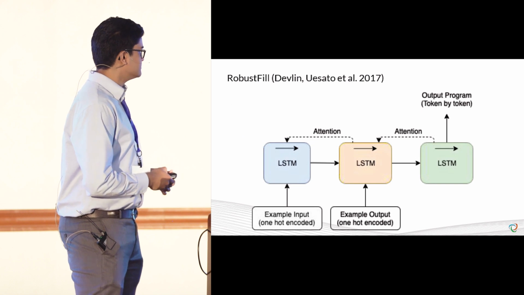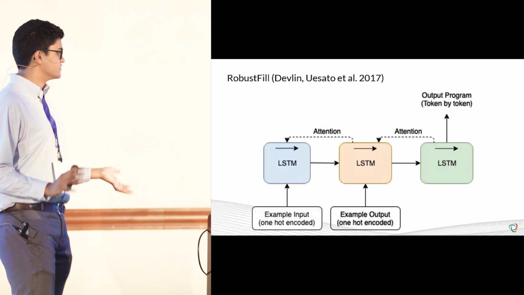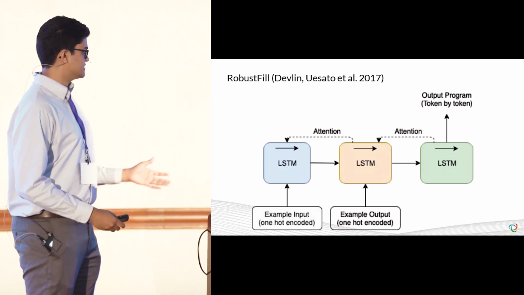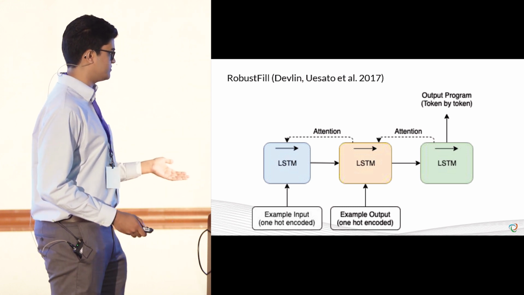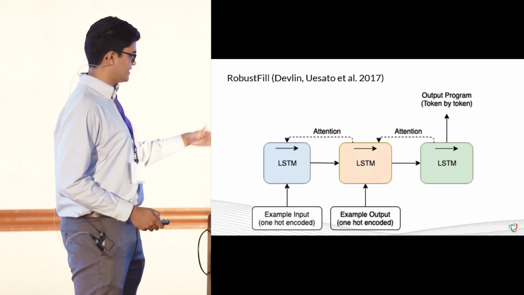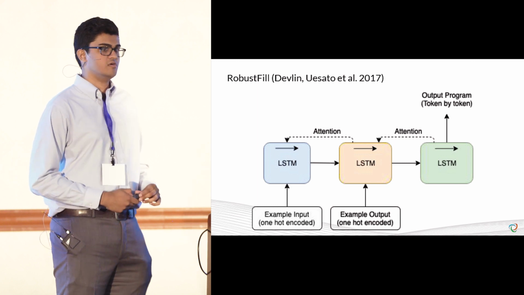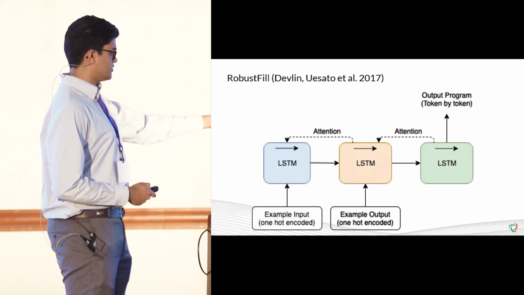So RobustFill was one of the first attempts to do neural programming by example in this way. The way it works is that you take your input examples and your output examples, encode them in some character-based way, feed them through LSTMs, and output your program token by token. This is for one input-output example pair.